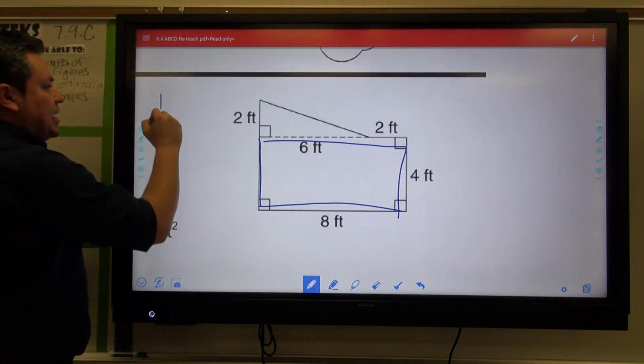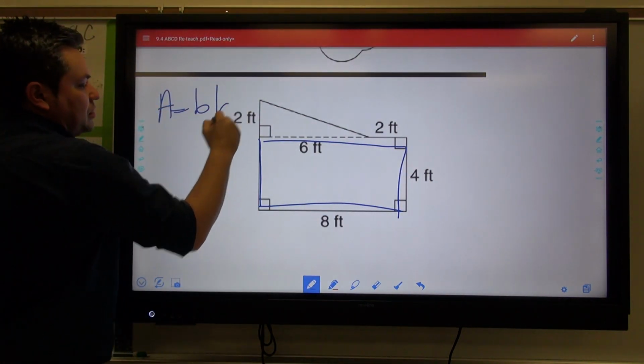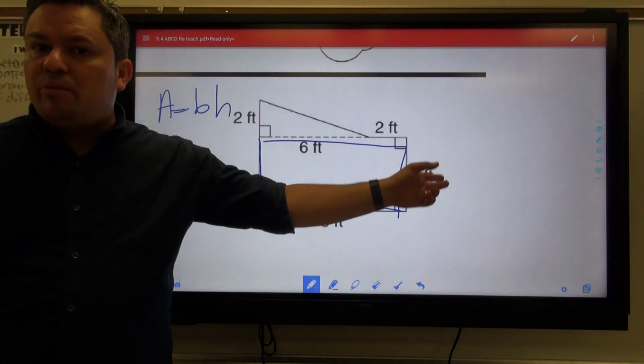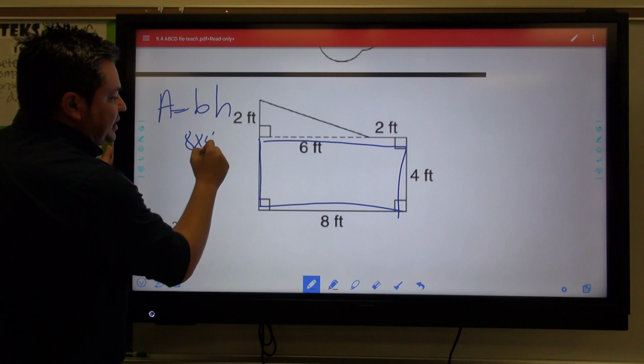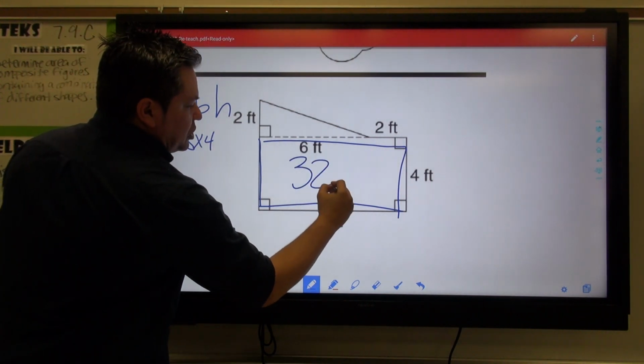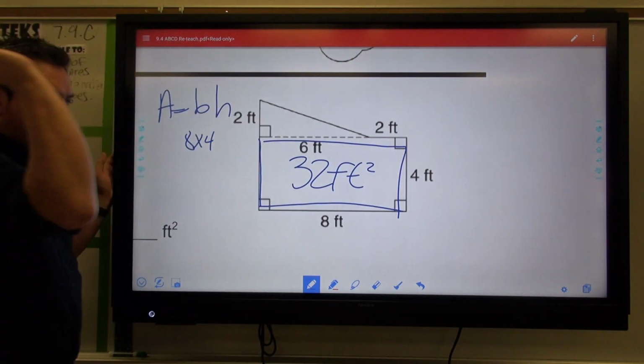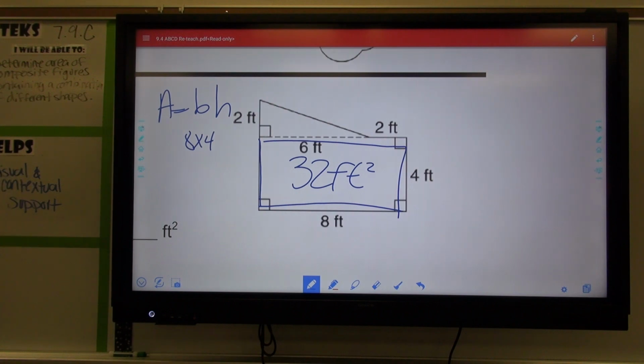Again, the formula for a rectangle is base times height. What are my two numbers for my rectangle? 8 and 4. So it's 8 times 4, which is 32 feet squared. That's easy, right? We just multiply them.